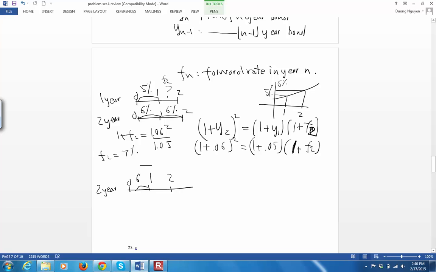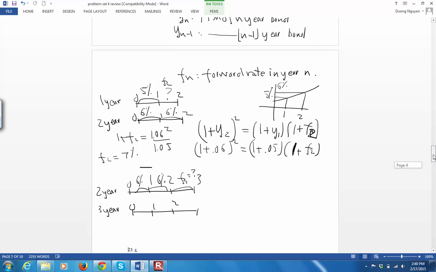You earn 6%, 6%. Okay, so the question would be, what is the forward rate in year 3? What is the short-term rate in year 3? So how much is F3 over here? And you are looking at the 3-year bond. The yield to maturity of the 3-year bond is given as how many percent over here?